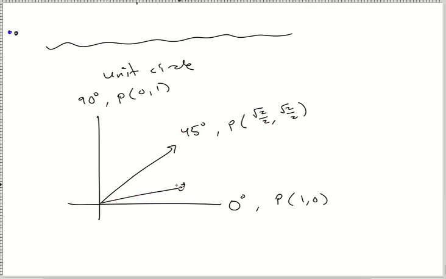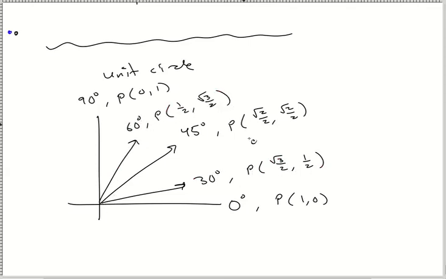Here's another one, 30 degrees. That's square root 3 over 2, comma, one half. 60 degrees, last one: one half, square root 3 over 2. They're assuming in this section that you have that memorized already. I'm not. So we're going to work around it, but there you go. Take a snapshot of this, and let's break it down a little bit.